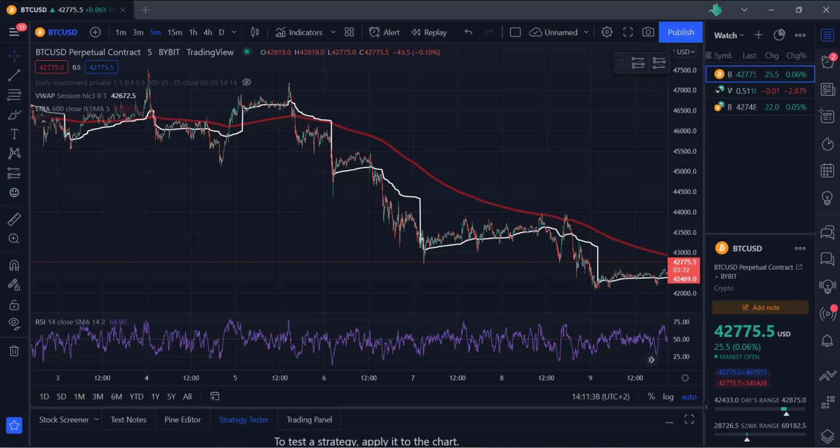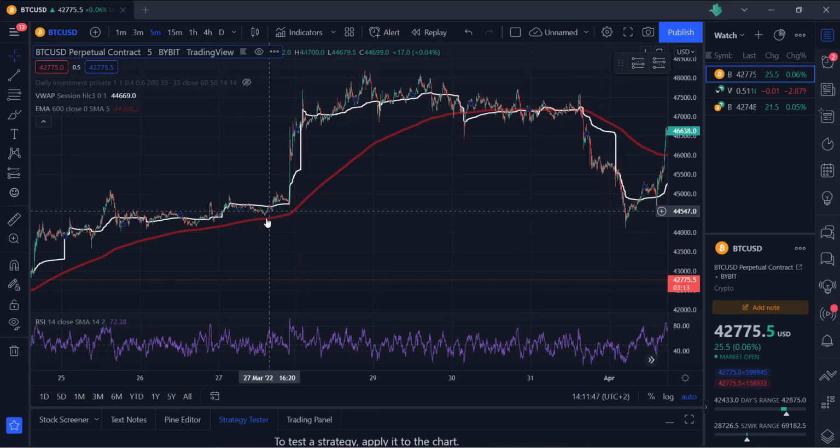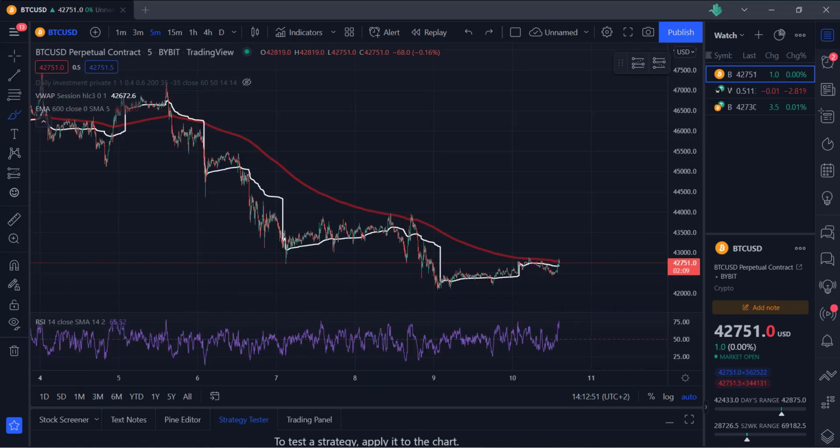But also vice versa, guys. When the price is above the EMA 600, we only take long positions. It's very important you trade with the trend. So now let's go back to the beginning of the chart. Now we're going to use the VWAP and the RSI.